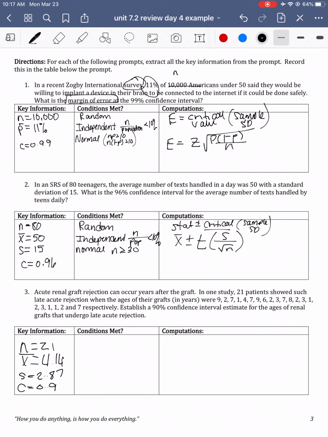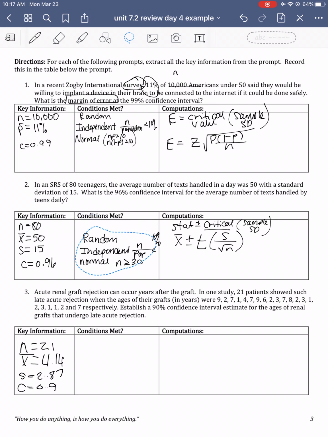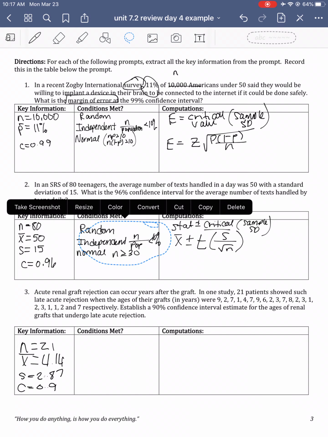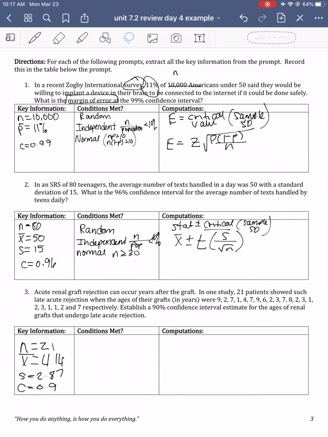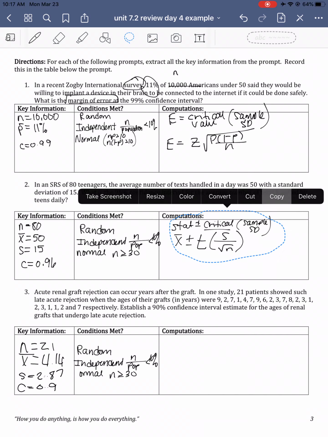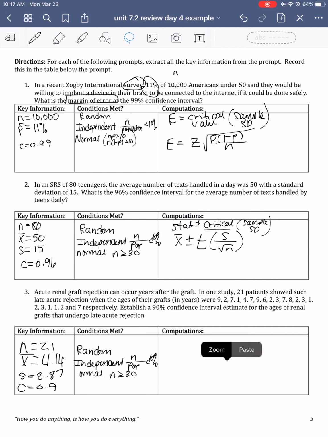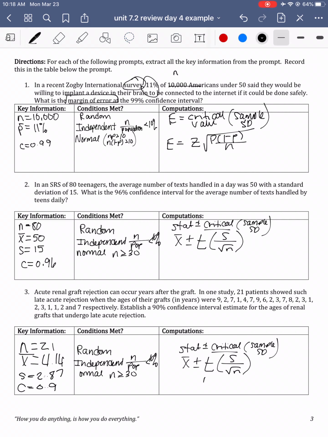The rest of this is just going to follow from number 2, so I can actually just copy this. Copy, paste. Excellent. Great. And again, since this was a sample, we used s, and since we have s, we would use t as our critical value here.